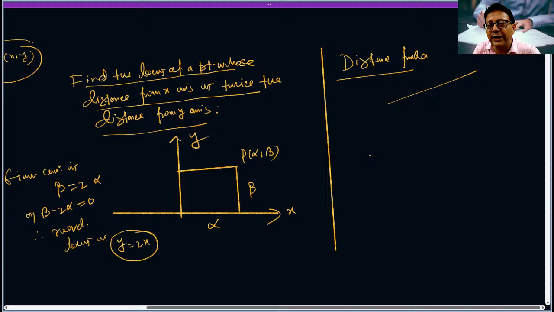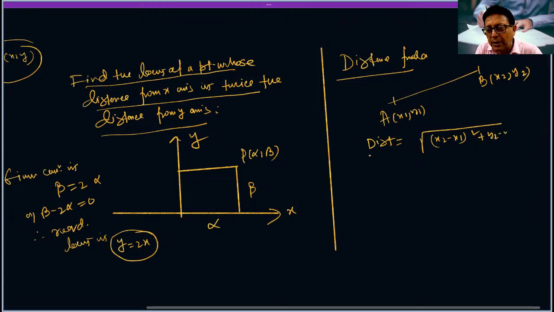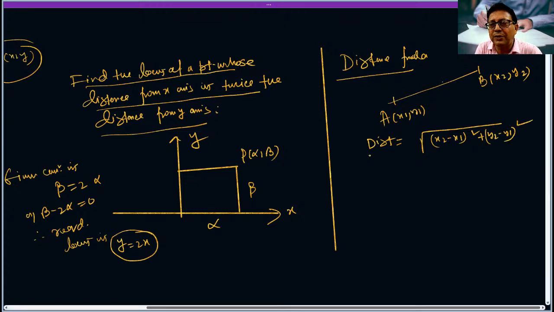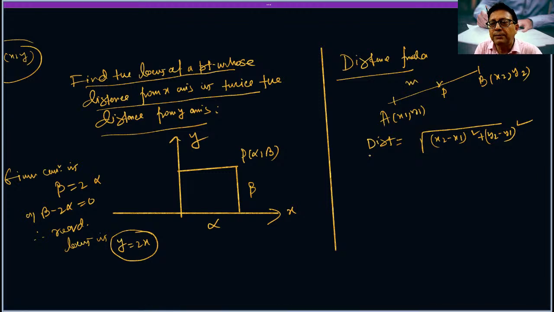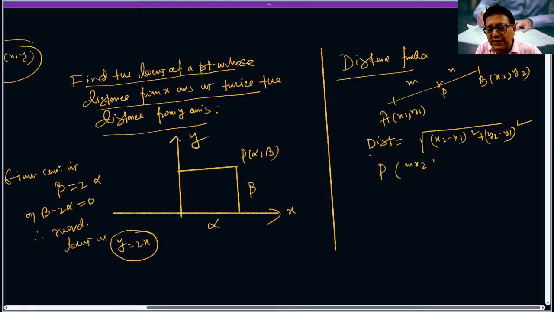Distance between 2 points A and B. If this point is (x1, y1) and (x2, y2), then the distance is under root (x2 minus x1) whole square plus (y2 minus y1) whole square. You remember the section formula. If the point P divides in the ratio m is to n, then P has coordinates (mx2 plus nx1) by (m plus n), (my2 plus ny1) by (m plus n).